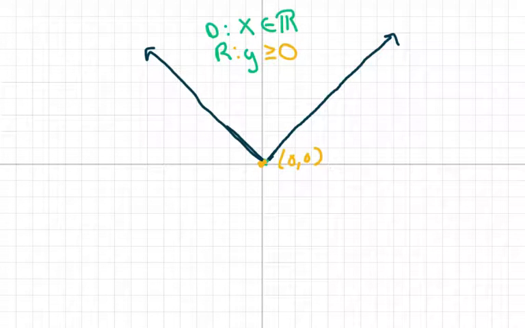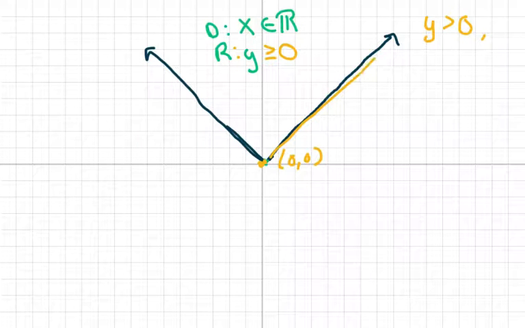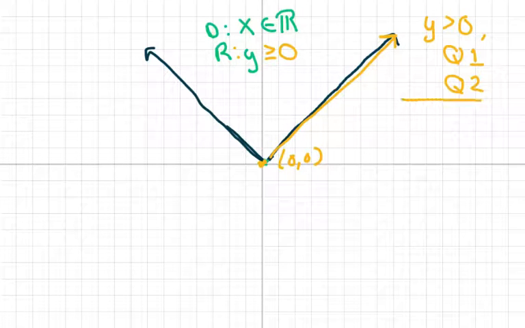They want to know where y is positive. Y is positive in this case in quadrant 1 and quadrant 2. It is not negative, because we don't have a negative here.